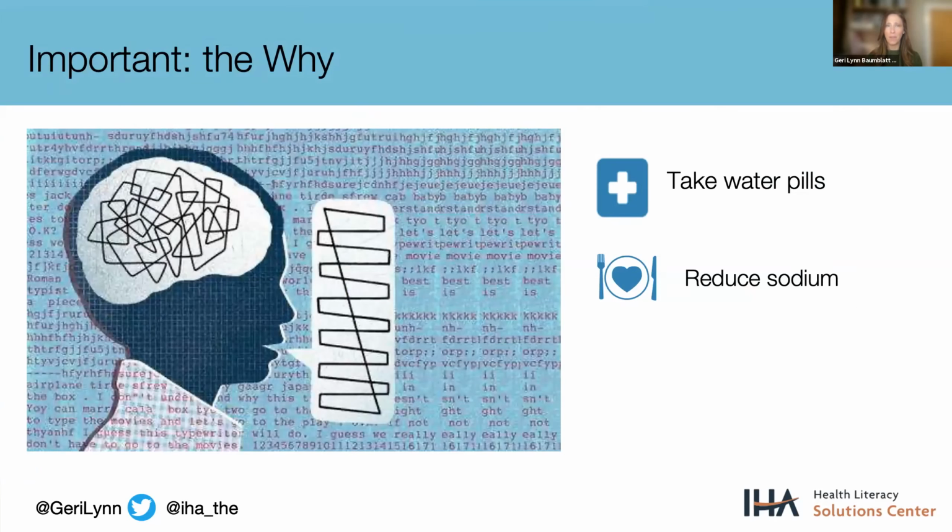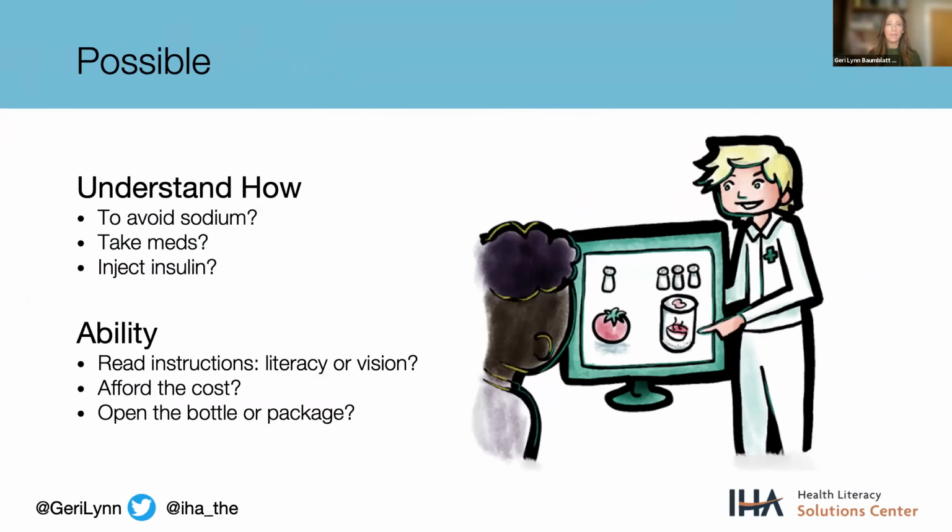So if you think again about something like heart failure, where people need to take water pills, well, that often makes you have to go to the bathroom more. So if people don't understand why it's so important for them to both track their fluids and take these water pills so that it's not putting extra burden on their heart, they're not going to do that because they don't want to have to constantly get up and go to the bathroom. Or even things like reducing sodium. Why is that important? And then again, is it possible?